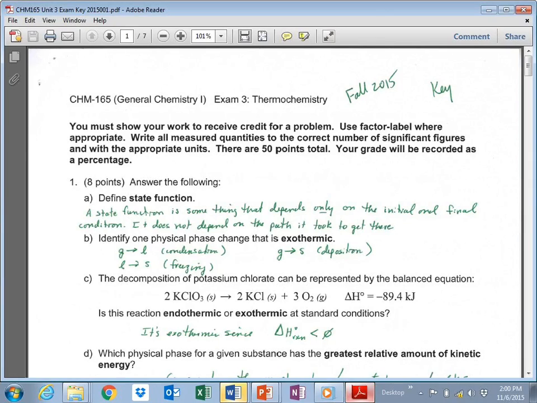We'll be dealing more with state functions as an important concept in chemistry. It just means that only the initial and the final state are what counts. They don't care what happens in between, so that's what we call path independent.